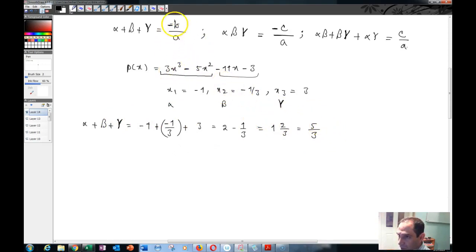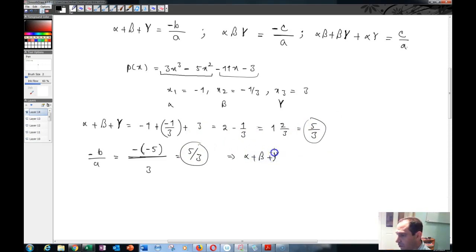over here in the polynomial, if you calculate minus b by a, what you will get is negative of -5 over 3, which is equal to 5/3. So you see 5/3 over here, 5/3 over here, so that means that alpha plus beta plus gamma is equal to minus b by a.